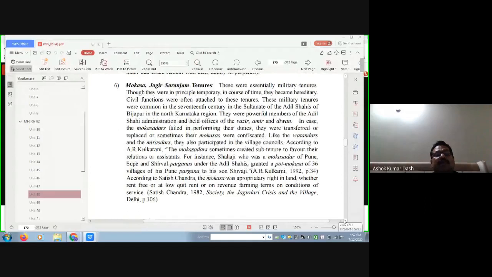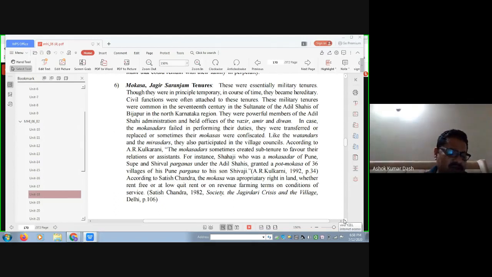Then Mukasa, Jagir, Sarjam tenure. These were essentially military tenures, though they were in principle temporary. In course of time, they became hereditary. Civil functions were often attached to this tenure. These military tenures were common in the 17th century under the Adil Shahis of Bijapur in the North Karnataka region. They were powerful members of the Adil Shahi administration and held offices of Wazir, Amir and Diwan. So in this way, we can say that this tenure, Mukasa or Jagir, Sarjam tenure, are the privileges granted to some military officers.